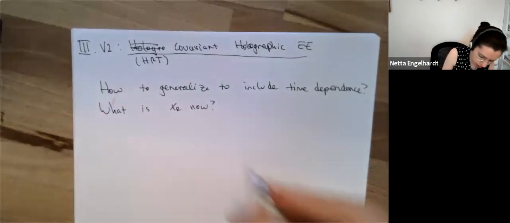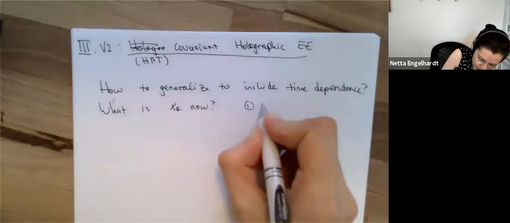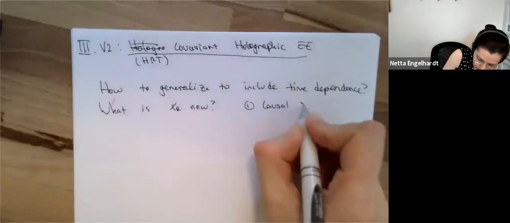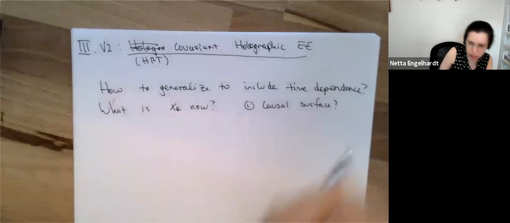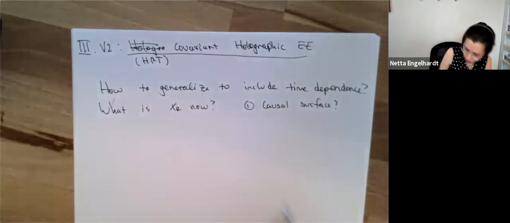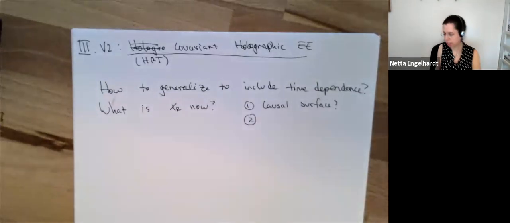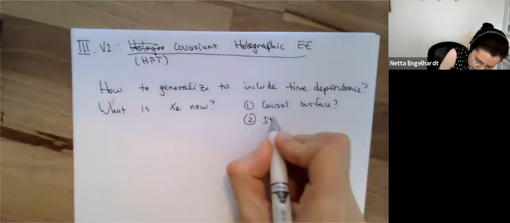Well, some options we could throw out there. Maybe it could be the causal surface. We kind of already know the answer to that is no. We could say, oh, it's still the minimal area surface homologous to R.